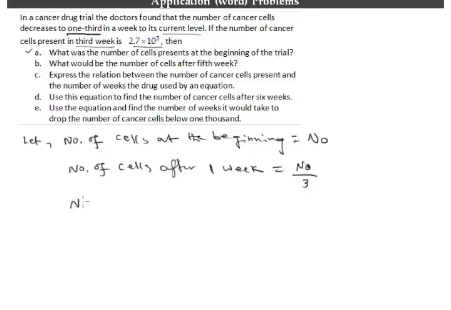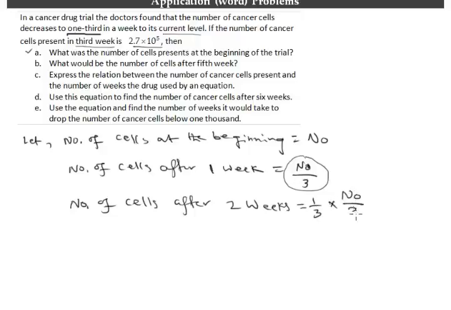So the number of cells after 2 weeks will be, so this was at the end of the first week. In the second week, it will reduce to 1/3 of this level. So 1/3 of this level, N0 divided by 3, which is N0 divided by 3 square. So after 2 weeks it is N0 divided by 3 square.